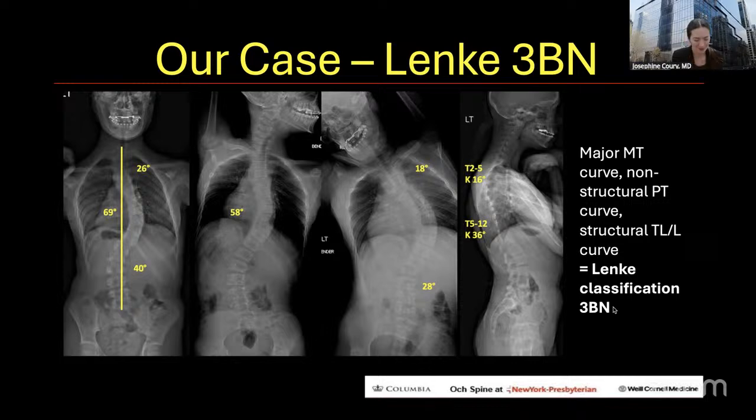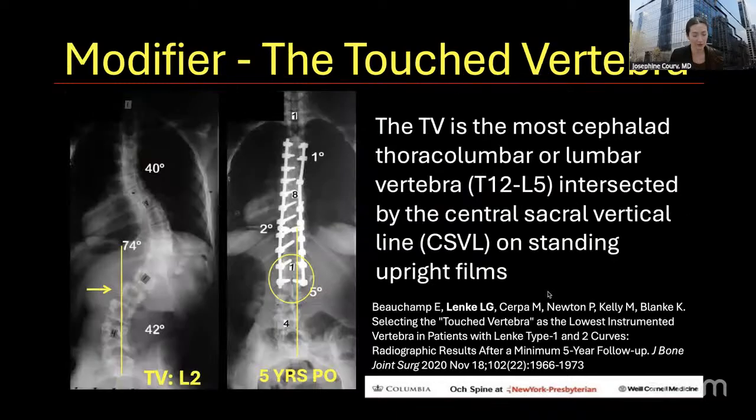So there are a couple of modifiers to the Lenke classification that come up. The first one is the last touched vertebra, or the touched vertebra. The touched vertebra is the most cephalad thoracolumbar or lumbar vertebral body that is intersected by the CSVL on standing upright films. And this is something that we're going to talk about throughout the rest of this talk because it's very important for LIV selection, which I know that we wanted to all talk about today. The touched vertebra is the same as LTV, TV, LTV.